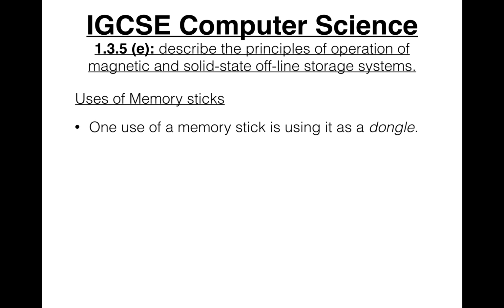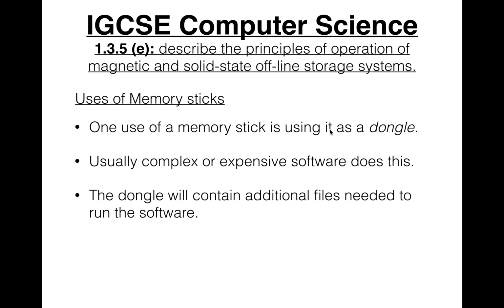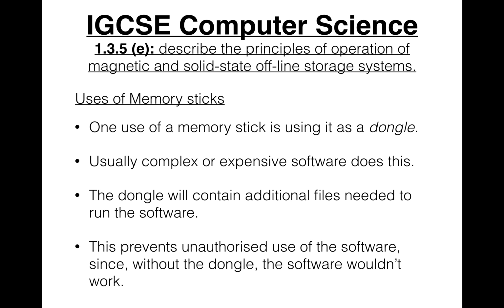Uses of memory sticks. One use of a memory stick is using it as a dongle. We're only looking at one important use that we need to look at. Usually complex or expensive software does this, and a dongle will contain additional files needed to run the software. This prevents unauthorized use of the software, since without the dongle, the software wouldn't work. So if someone steals the software, they don't have the dongle, so how are they meant to use that software? That's quite a smart thing to do.